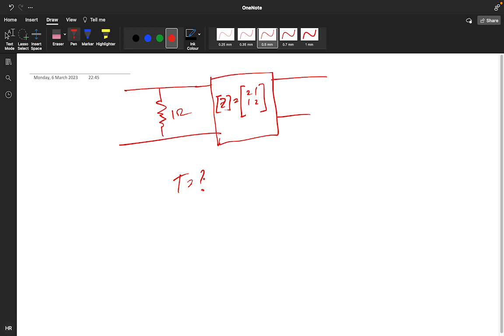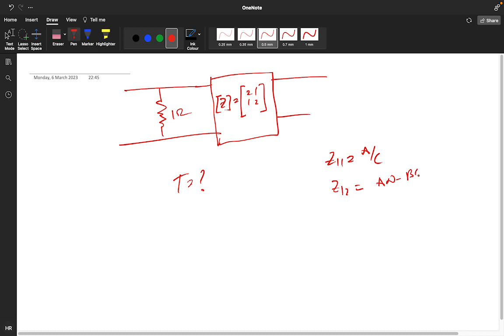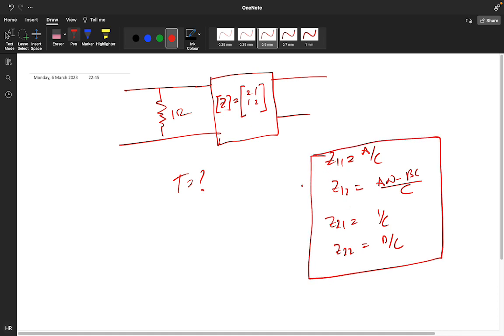So see, remember, it was like this. Your Z11 is equal to A by C. Okay, and Z12 is equal to AD minus BC upon C, and Z21 is equal to 1 upon C, and Z22 is equal to D by C. So this is very much important. Remember this, revise these things.